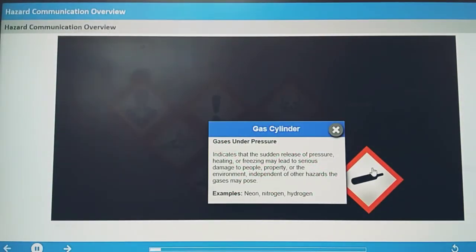The gas cylinder pictogram identifies gases under pressure and indicates that the sudden release of pressure, heating or freezing may lead to serious damage to people, property, or the environment, independent of other hazards the gases may pose. Gas cylinders bearing the gas cylinder pictogram may contain gases such as neon, nitrogen, and hydrogen.